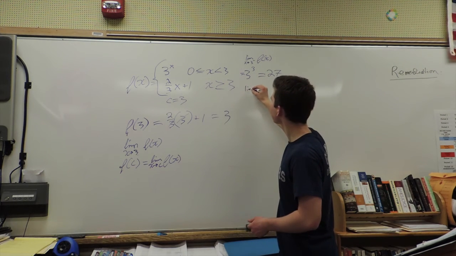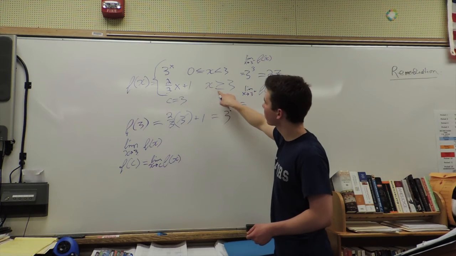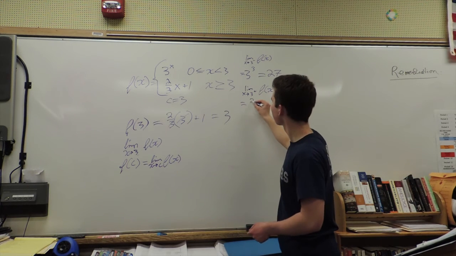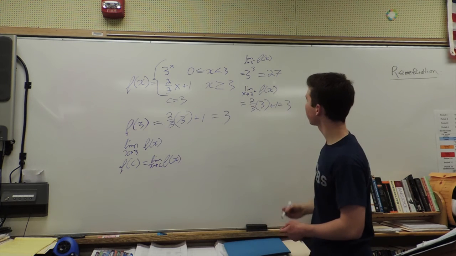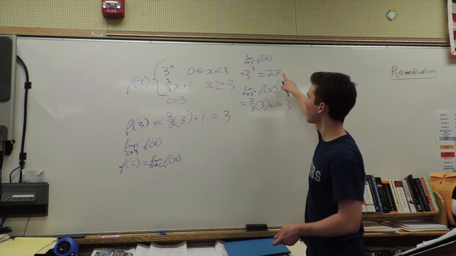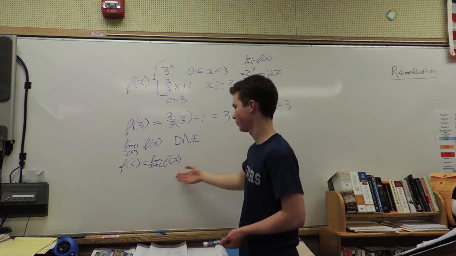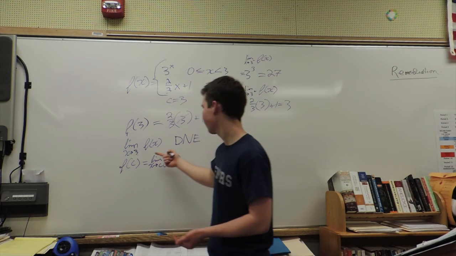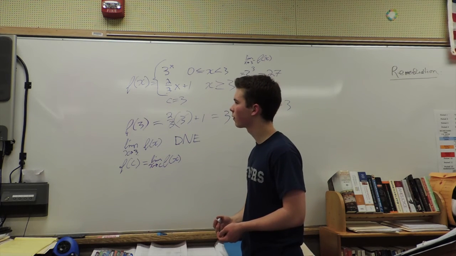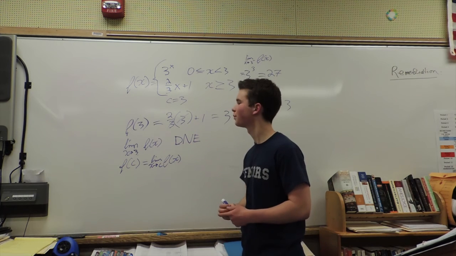And the limit as you approach it from the right is 3. 3 clearly does not equal 27, so the limit does not exist. So since the limit does not exist, the function is not continuous at that point, because all 3 of these statements have to be true.